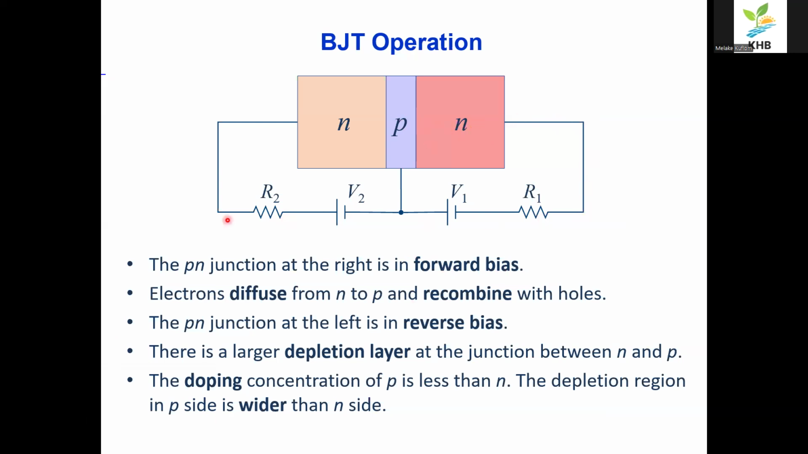But then if we go back to the reverse, if we go this way, then NP will be our PN junction. In that way, it will be reverse bias, okay? So there is a large depletion layer at the junction between N and P. So there is a depletion layer, so the holes can move or electrons can move in between.